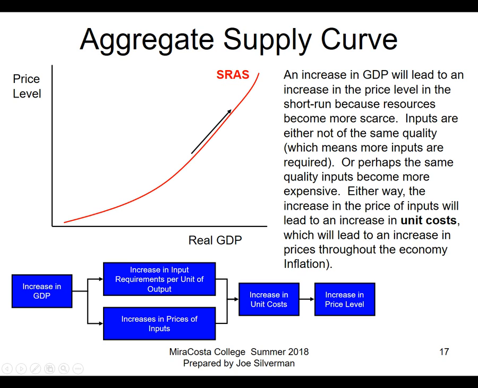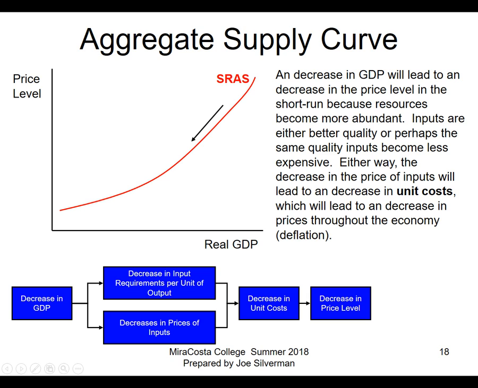So what we're saying is when there's more economic activity, when we move up from left to right on the short run aggregate supply curve, we're forced to bid up the cost of these inputs in order to get enough for us to be able to produce. That leads to an increase in unit costs. We're not the only one experiencing this. This is happening throughout the entire economy. And so for that reason, it's going to lead to an increase in the price level.